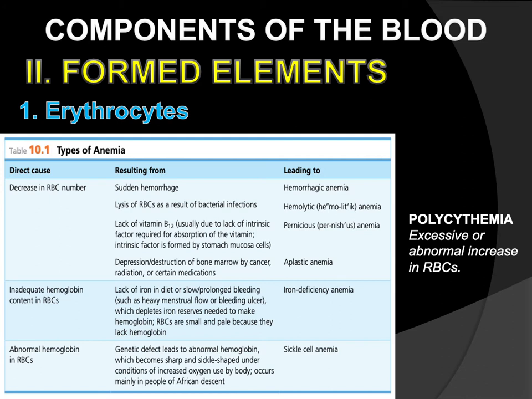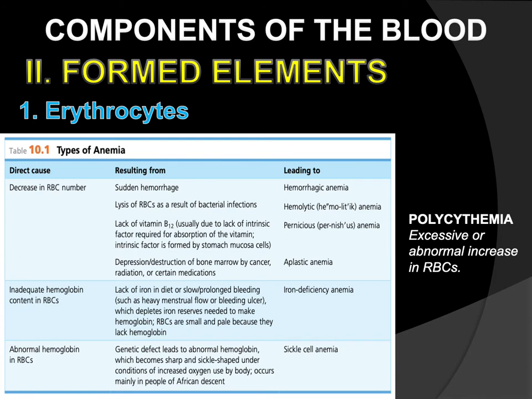And lastly, there could be anemia because of abnormal hemoglobin in the RBCs. Genetic defects, which lead to abnormal hemoglobin, are a cause. And that is sickle cell anemia, wherein the RBCs become sharp and sickle-shaped under certain conditions, which increase oxygen use by the body. And there are problems of carrying oxygen.